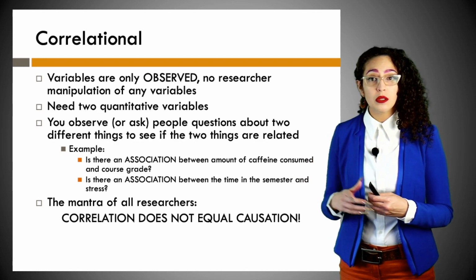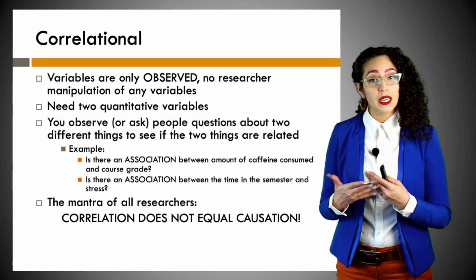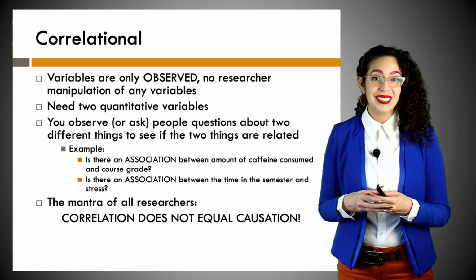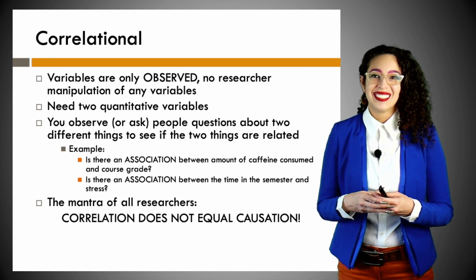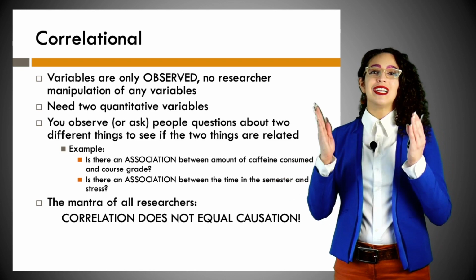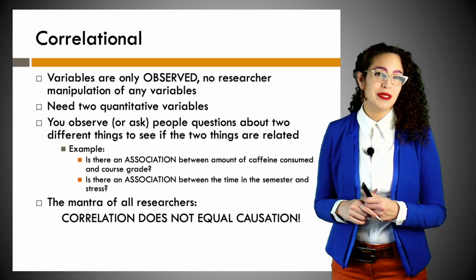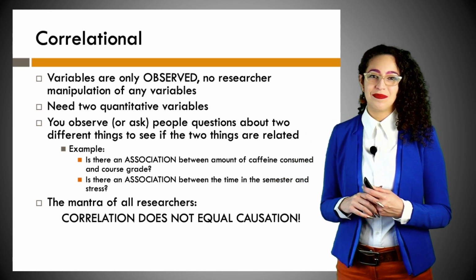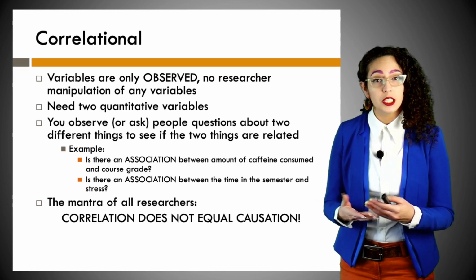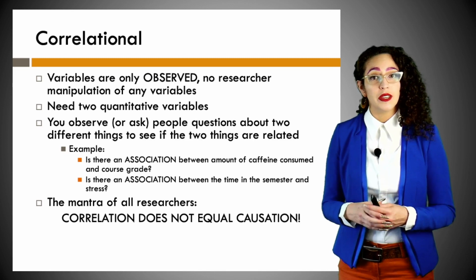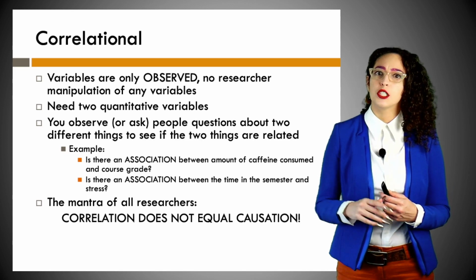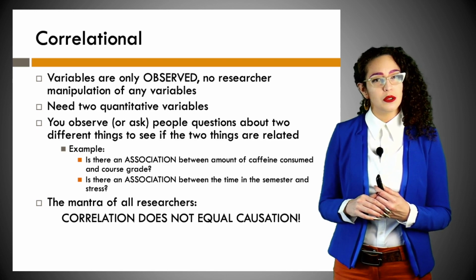So, is there an association between the amount of caffeine consumed and course grade? Is there an association between the time in the semester and your level of stress? Yes. And of course, the mantra of all researchers is correlation does not equal causation. It will be said again and again throughout this course. At best, when you do a correlation, you can only say that there is some sort of a relationship or an association between these 2 variables, but you cannot say that one is causing the other one, no matter how strong the correlation. But we'll look more into that when we do correlation later.